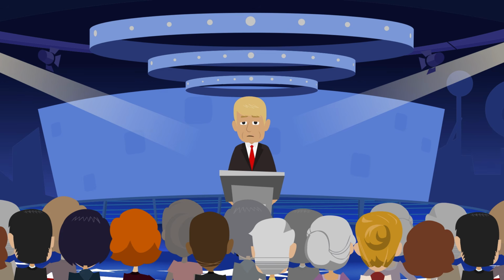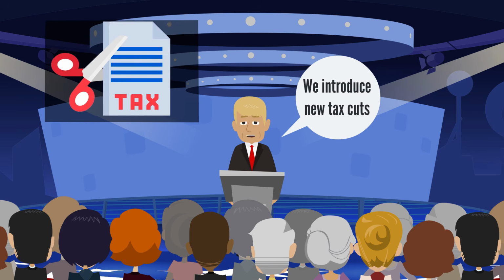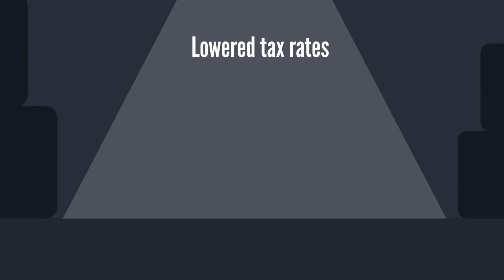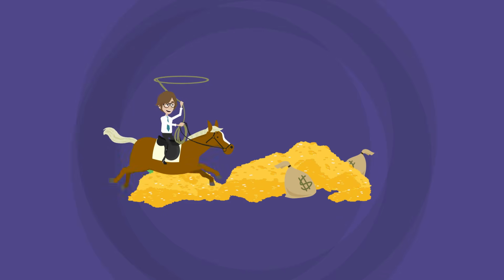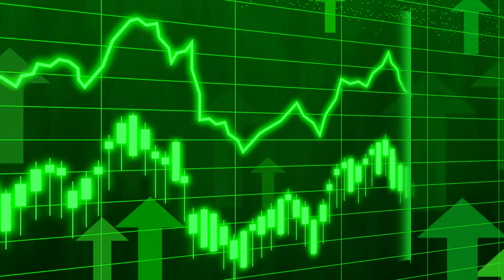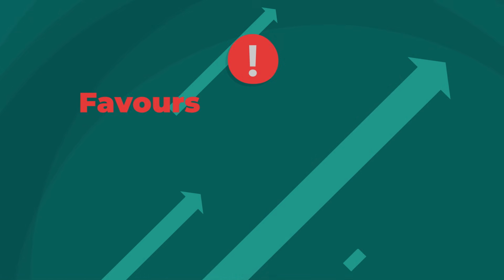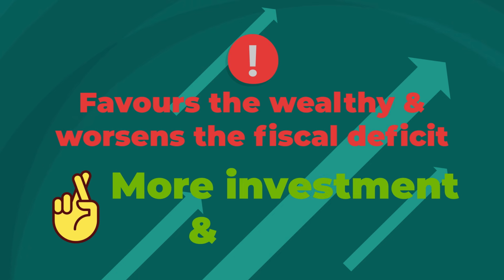Trump proposed a proactive strategy to boost the economy through new tax cuts, similar to the Tax Cuts and Jobs Act of 2017, but more aggressive. This law lowered tax rates for corporations and high-income individuals, sparking investment and a temporary surge in the stock market. While critics claimed the cuts favored the wealthy and worsened the fiscal deficit, they also raised hopes for increased investment and growth.